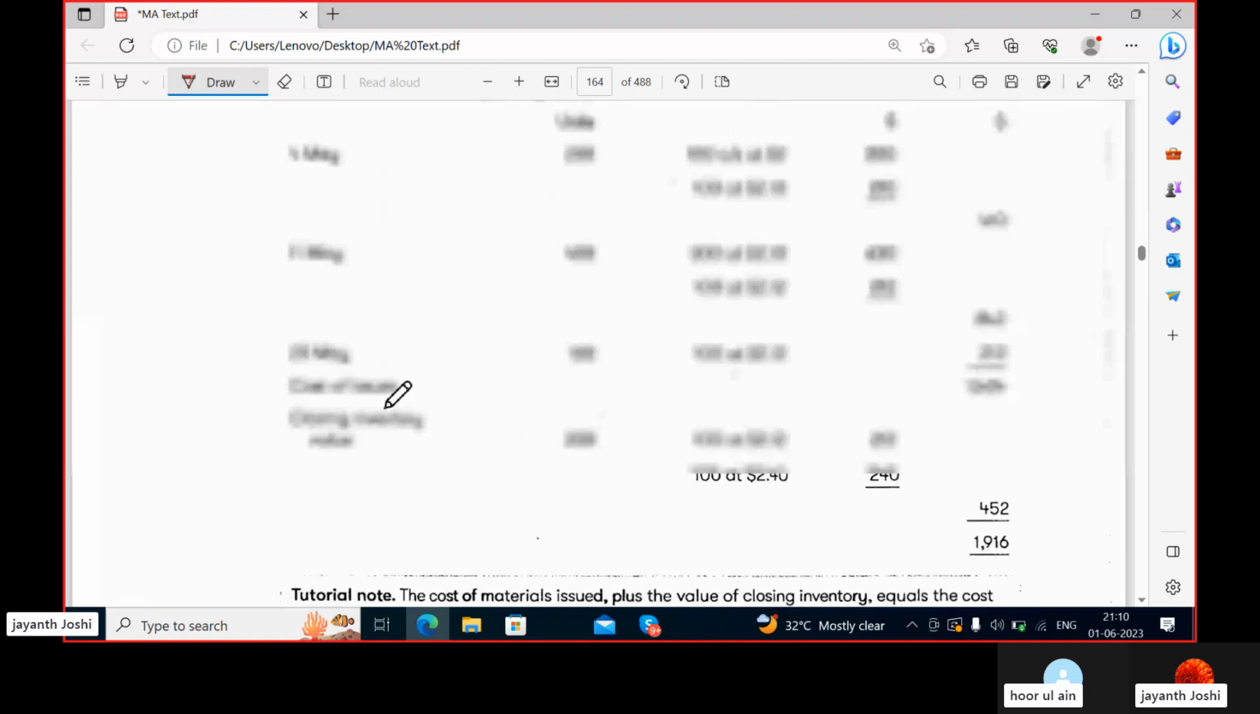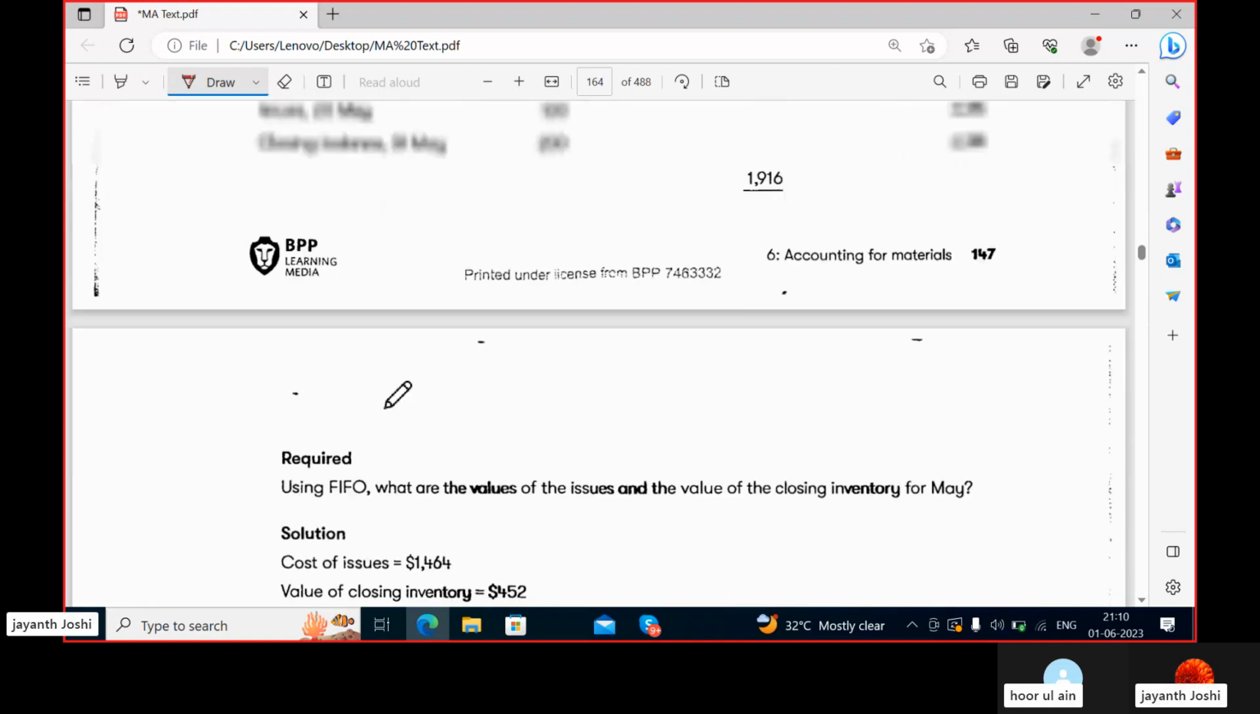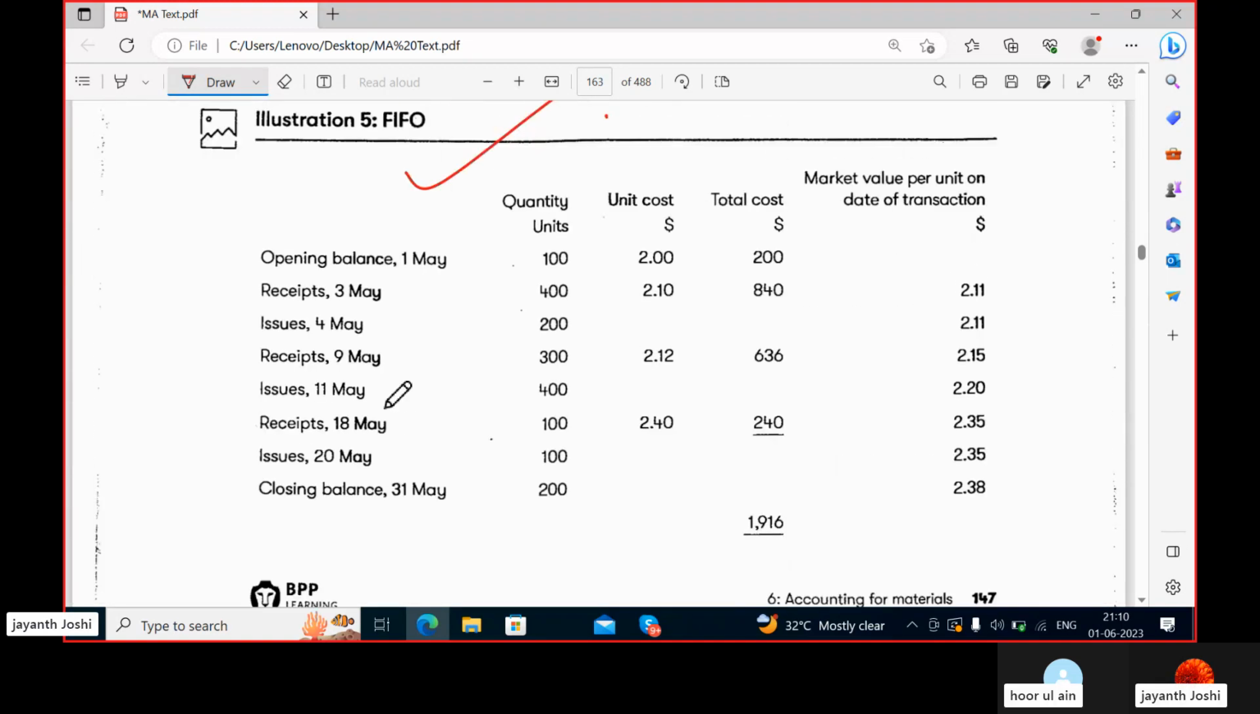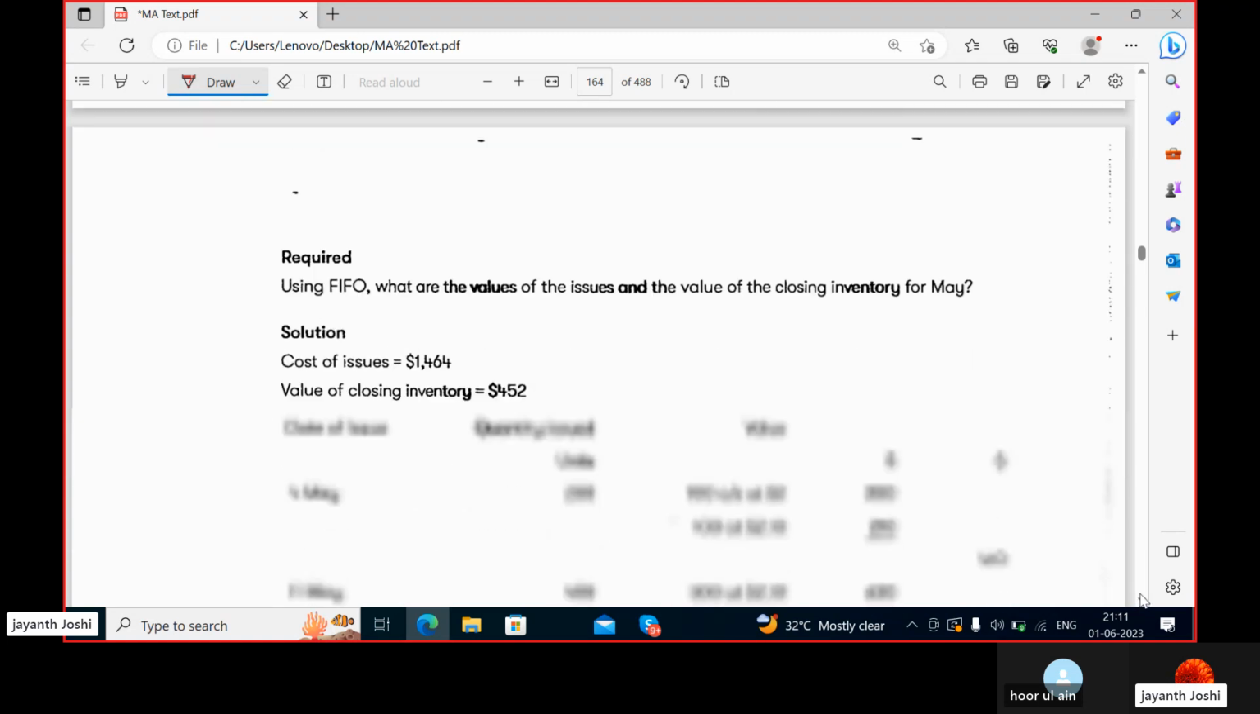We're going for the FIFO method, which is first in first out. So what has come to you in at the beginning, you have to sell that first. Now, opening balance, then receipts, issues. Receipts is what you're buying, issues is what you're selling. So let's start with the opening balance.